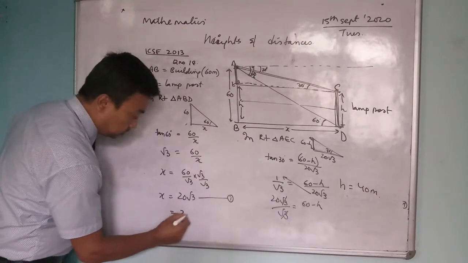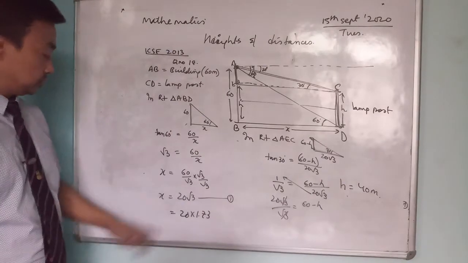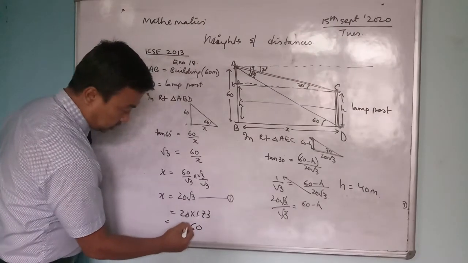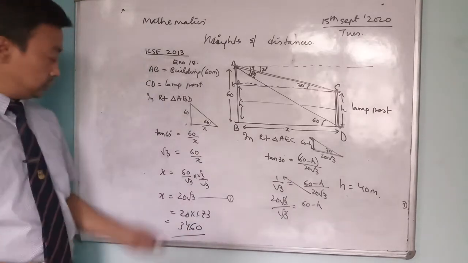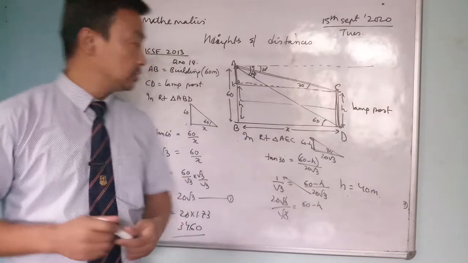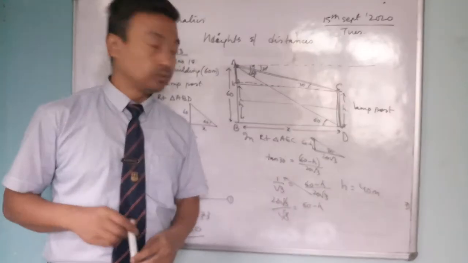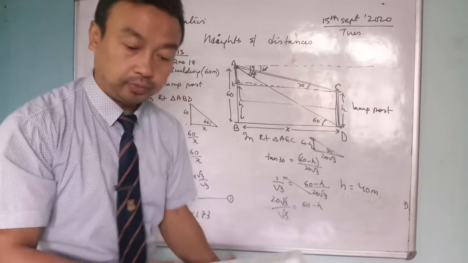So when you substitute now and multiply, you will get the answer, 34.6. If you round it off, it will be 35 meter. So the distance is 35 meter. The height of the lamp post is how much? 40 meter. So let us do one last question today.